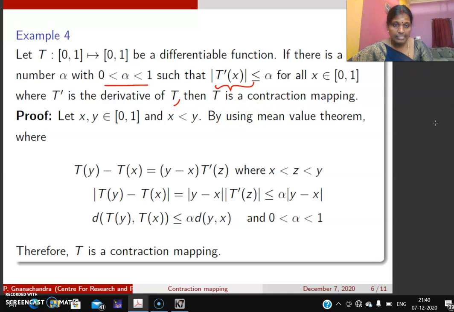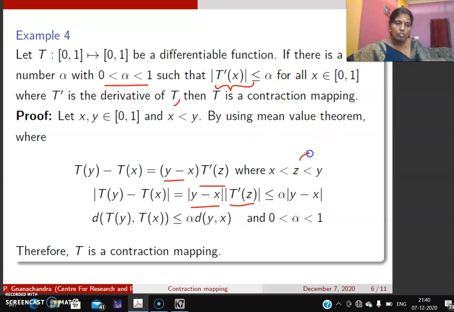We have to prove this example using the mean value theorem. We all know the mean value theorem: T(y) minus T(x) equals (y minus x) times T'(z), where z lies between x and y, and x and y lie in the closed interval [0, 1]. So I have applied the modulus: |T(y) minus T(x)|, which is nothing but |y minus x| times |T'(z)|. The condition given in the example is |T'(x)| less than or equal to alpha for any x belonging to the closed interval [0, 1].